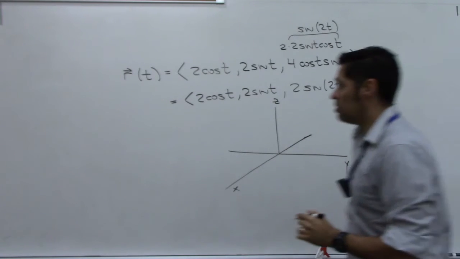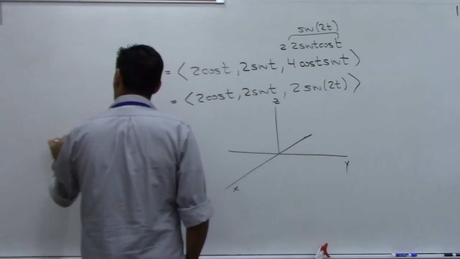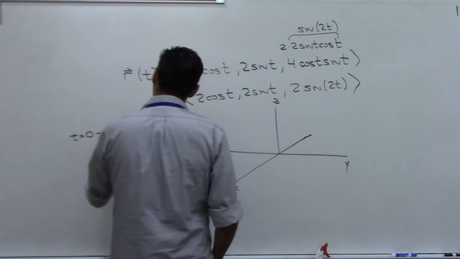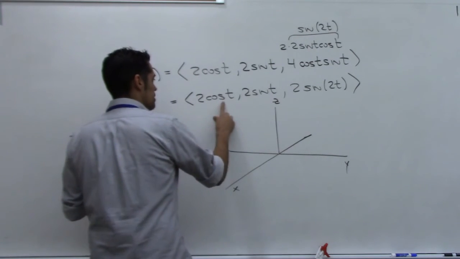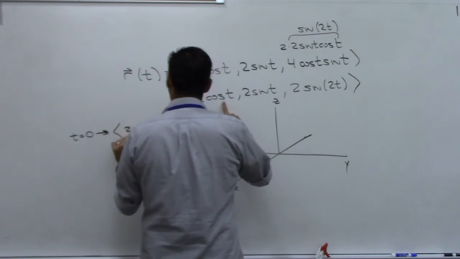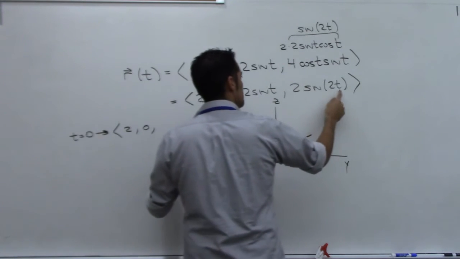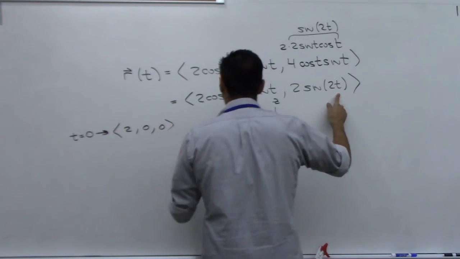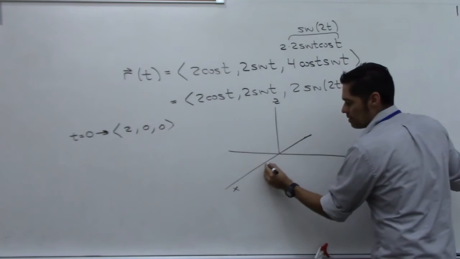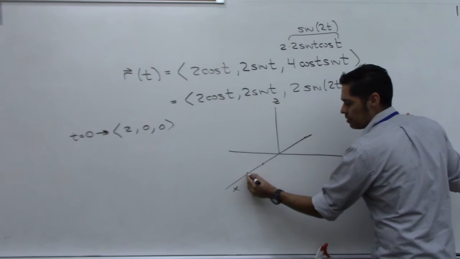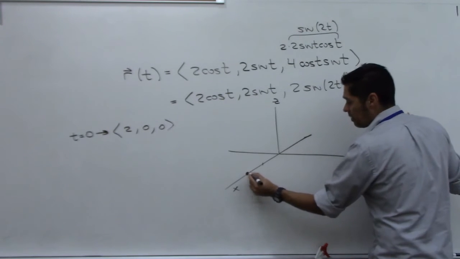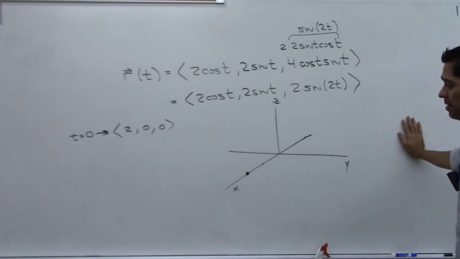So what I'd like to do is just pick a couple of points here. Let's let t be 0, see what we would get. Cosine of 0 is 1, so that's 2. Sine of 0 is 0, so that's 0. And then sine of 0 is 0, so that's 0. So we'd be out here at 2, 0, 0. That point lives on the cylinder and it lives on the weird surface.